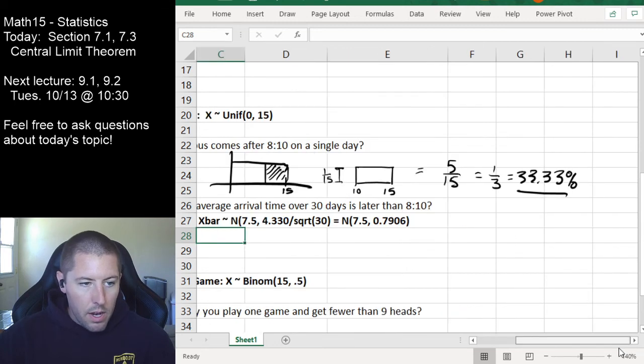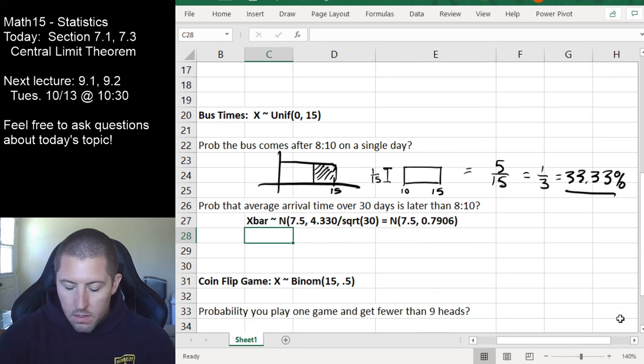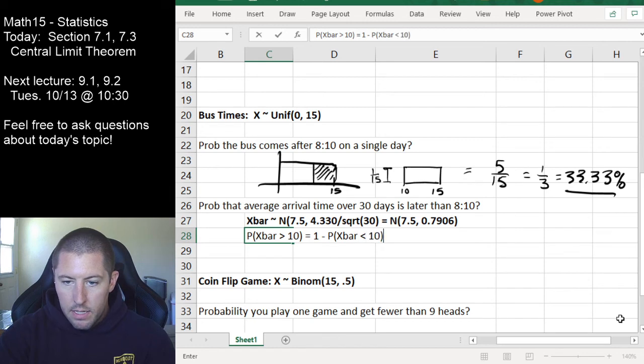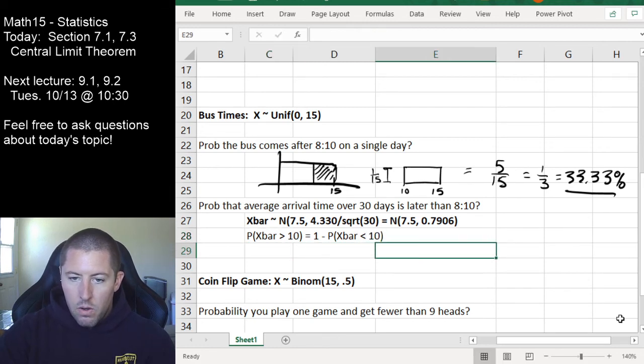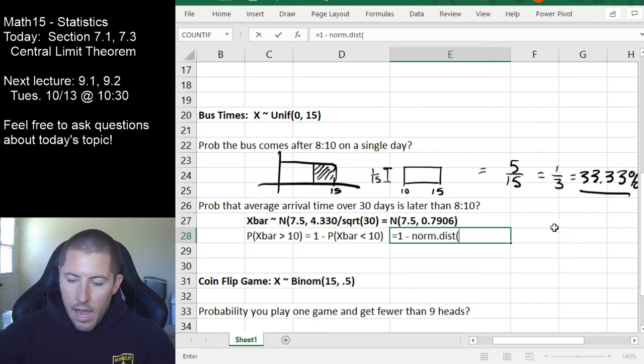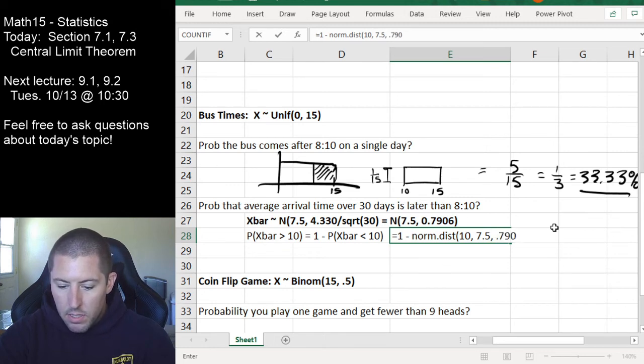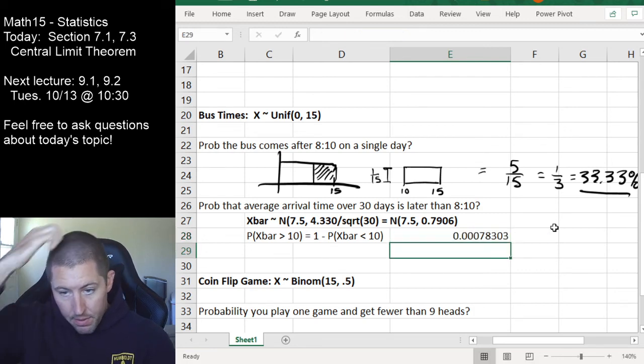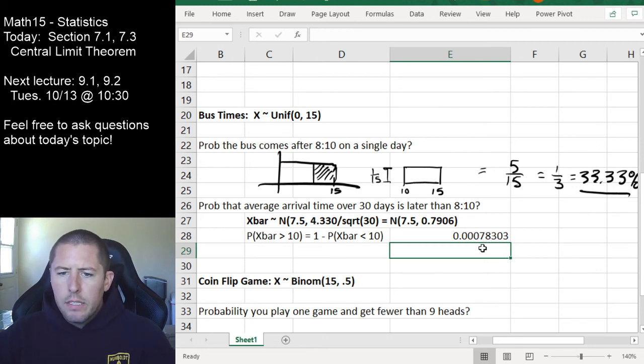So now we are interested in the probability that our x bar is greater than 10. That should be 1 minus the probability that x bar is less than 10. For that, we go to equals 1 minus norm.dist. Our x value of interest is 10, our mean 7.5, standard deviation 0.7906, and cumulative is going to be true. We were guessing something like 0.1%, and I'm seeing 0.07%.